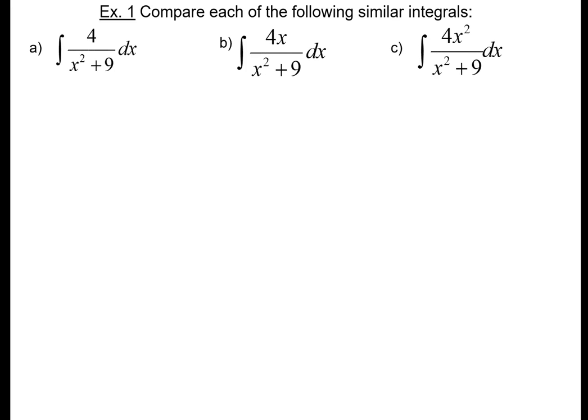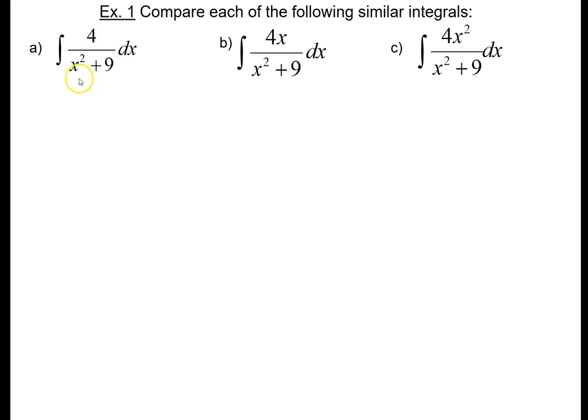So this first example, it just says compare each of these integrals. They all look really similar, but the techniques we would use to approach each one are slightly different. So look at the first one, look at the second one, look at the third one, and think about what the difference is and how you would approach each problem. The first one, hopefully you recognize. Now, of course, the 4 is a constant multiple, so that could go to the front. That's not a big deal.